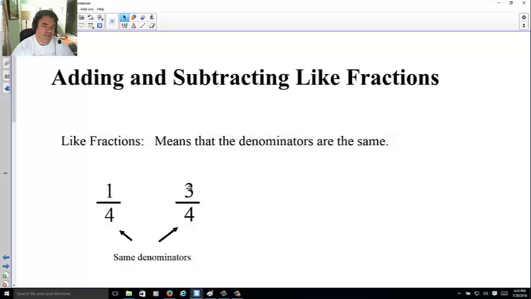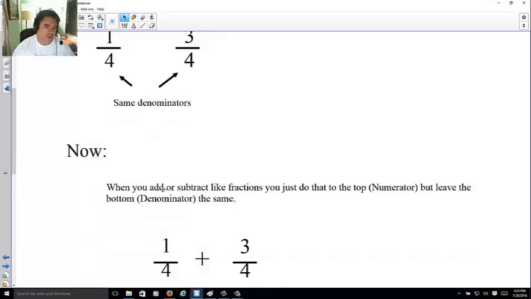So, like fractions, the difference is the bottoms are the same. You both have a 4 in the bottom in this case, so okay, it's fine. As long as the denominators are the same, they're like fractions. Now, when you add or subtract like fractions, you just do that to the top, but leave the bottom alone.